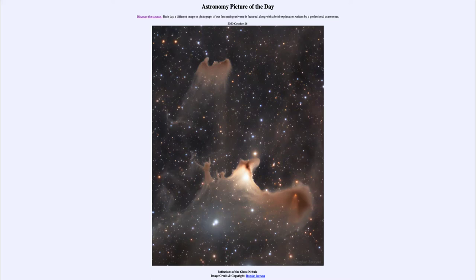One of the things that I like to do in each of my introductory astronomy classes is to begin the class with the astronomy picture of the day from the NASA website at apod.nasa.gov/apod. And today's picture for October the 26th of 2020, well, it is titled Reflections of the Ghost Nebula. So what do we see here?